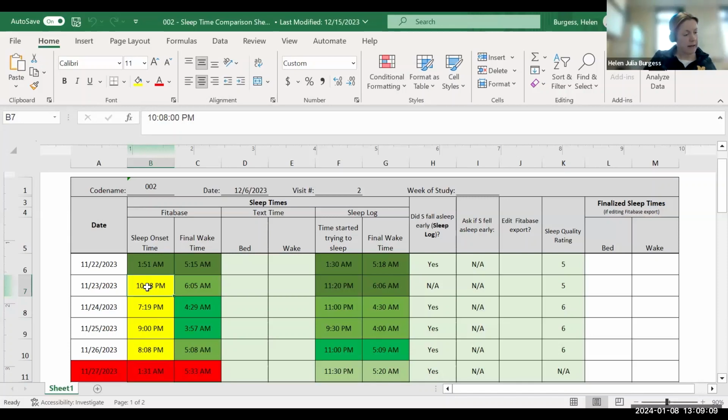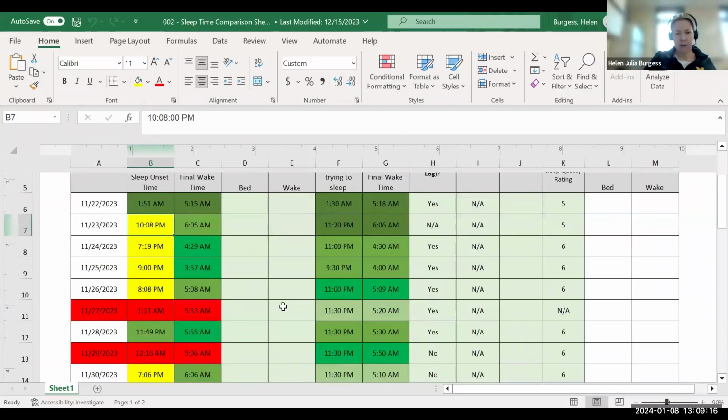Okay, then we come down to this situation, which was subject reporting falling asleep at 11:30, Fitabase or Fitbit saying they fell asleep at 1:30. You've got that 2-hour difference. This is that example I showed you in which we checked the heart rate and we could see that actually the Fitbit was off. So this person did not take 2 hours to fall asleep. We're just missing some of the sleep episode.